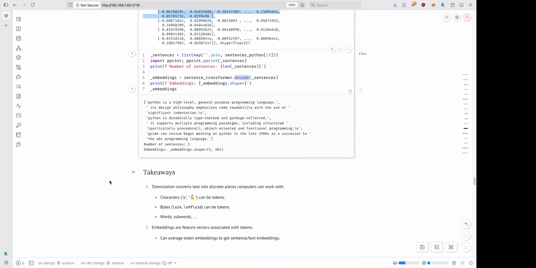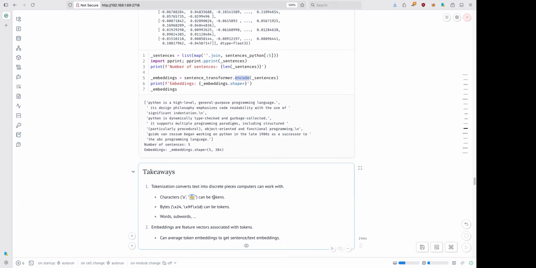Tokenization converts text into discrete pieces that we can work with. Tokenization converts language into something computers can understand. In particular, every single piece of text that you see is already tokenized because it's represented as bytes. Bytes are a kind of token. You can have other kinds of tokens like characters or entire symbols like this gold medal. It's not represented by a single byte, it's actually represented by multiple bytes. But as a human, you understand that this is a single character. We also saw that we can use words and subwords as tokens.